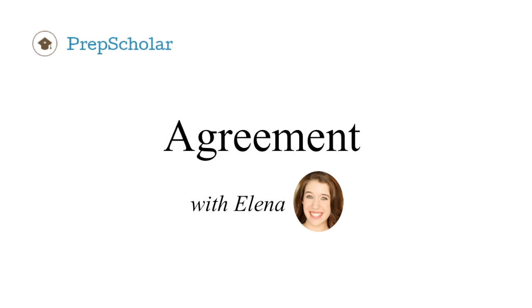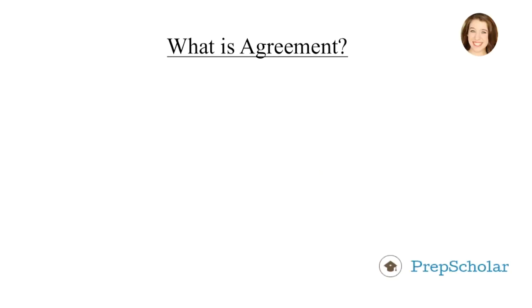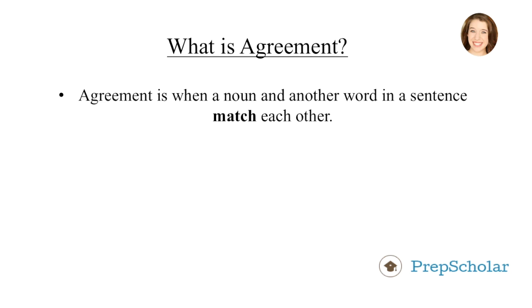In this lesson, we are going to tackle this topic of agreement. What is agreement? Well, there are two main things we need to know about agreement right from the start. Agreement is when a noun and another word in a sentence match each other. Don't worry quite yet too much about what matching means. Just know that that's the case. We're going to keep getting into it.